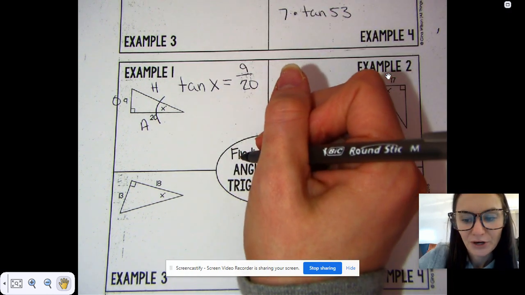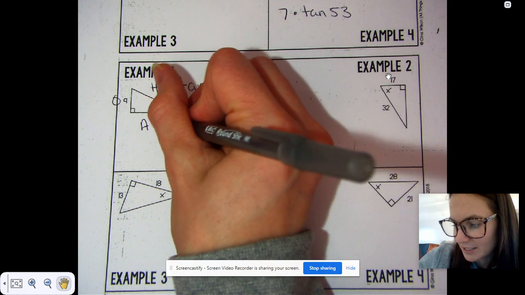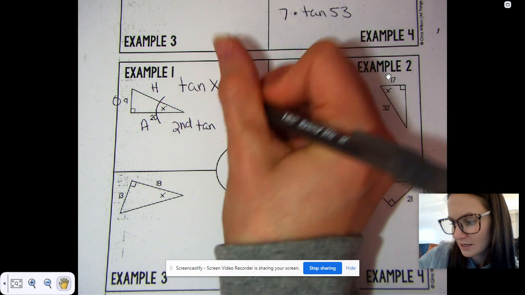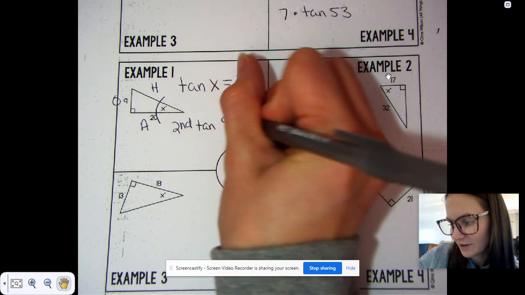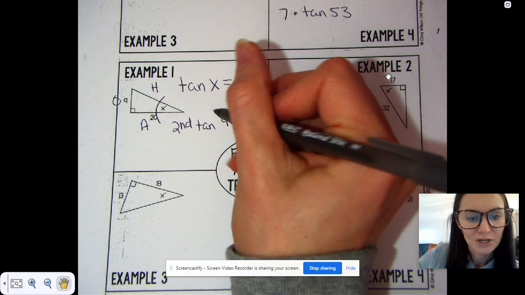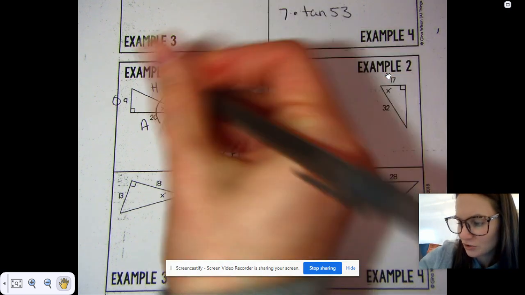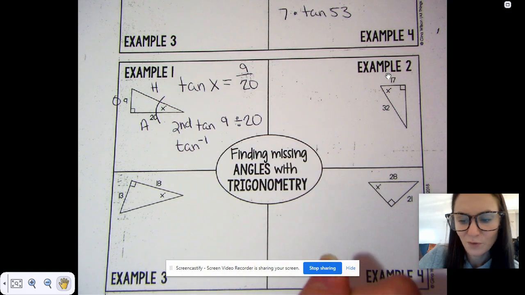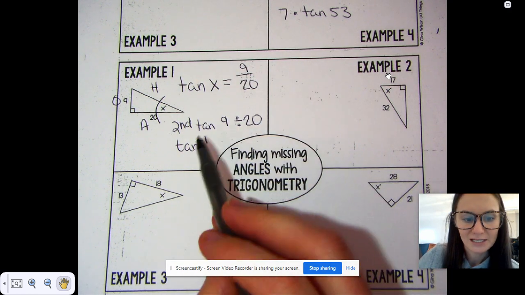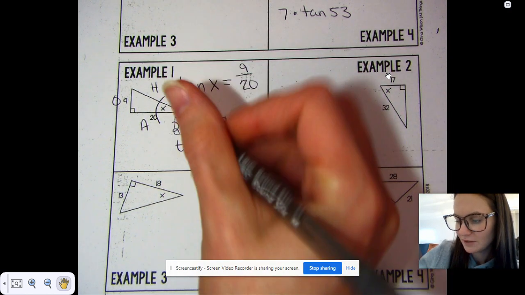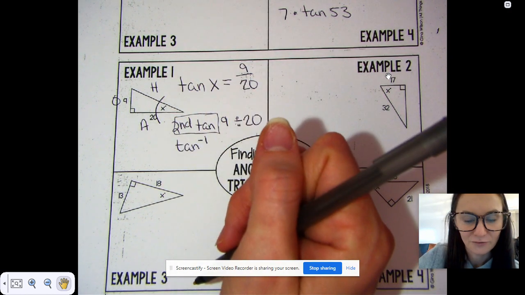So in my calculator on this, to find that, this is where we use that second button. So we use second, tan, and then we're typing in 9 divided by 20 for our answer here. Okay, so in your calculator, the second tangent, you should see it like this with that little -1 there. Okay, so that is meaning inverse. Okay, so those two buttons should give you the inverse with that -1.